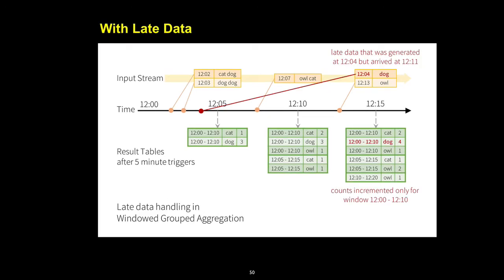Now the fun part becomes when some data is late. This message was timestamped 12:04, so it should be in the first window, but it arrived really late. So what happens? When we hit this, it's not there, so when I output this table, it's not included. When we come to the second window, it's still not there. But when we hit the third window, it is here, and Spark will go back and update that table.